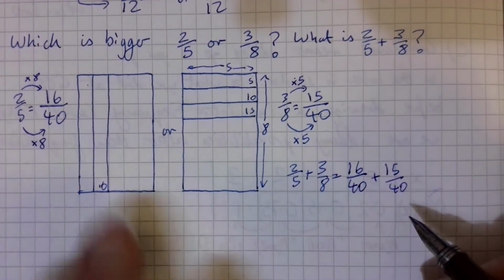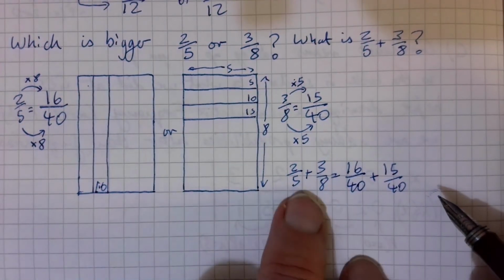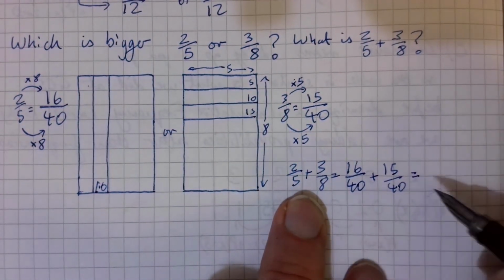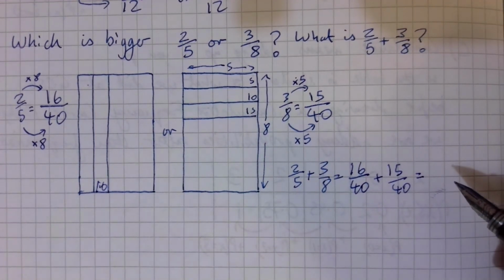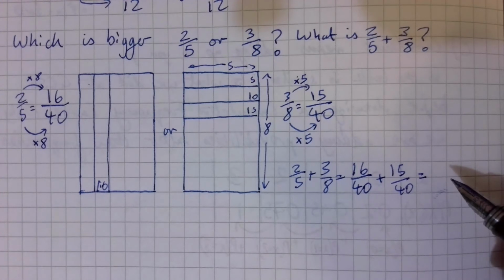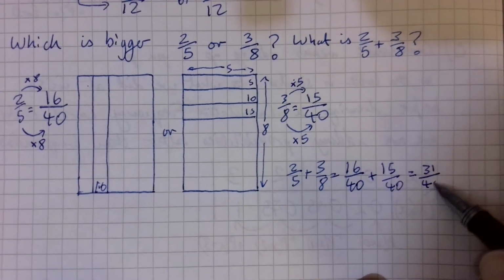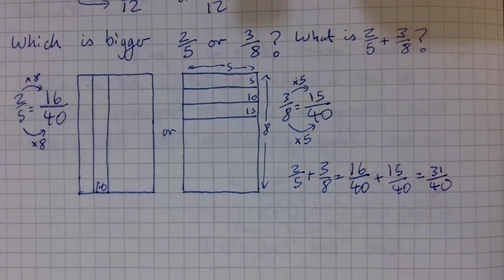And a 40th is a pretty tiny fraction of something. And what we've discovered here and proven is that 2/5 is exactly 1/40th bigger than 3/8. And that might surprise you. It surprised me, to be honest. That's giving us 31/40ths.